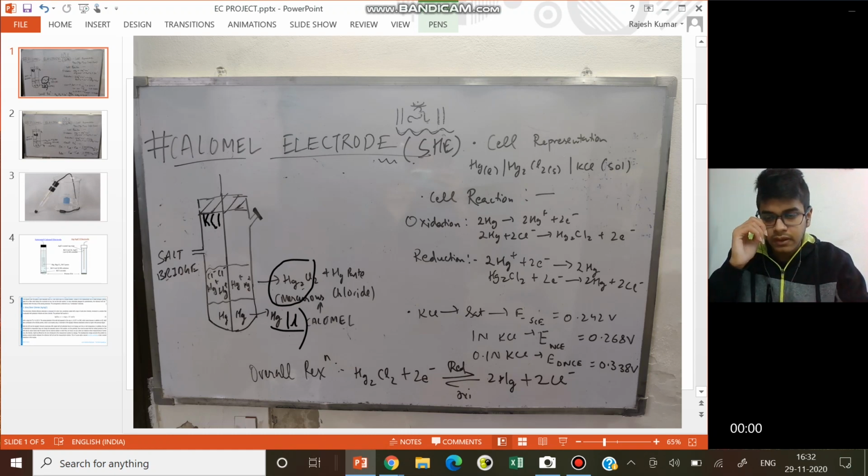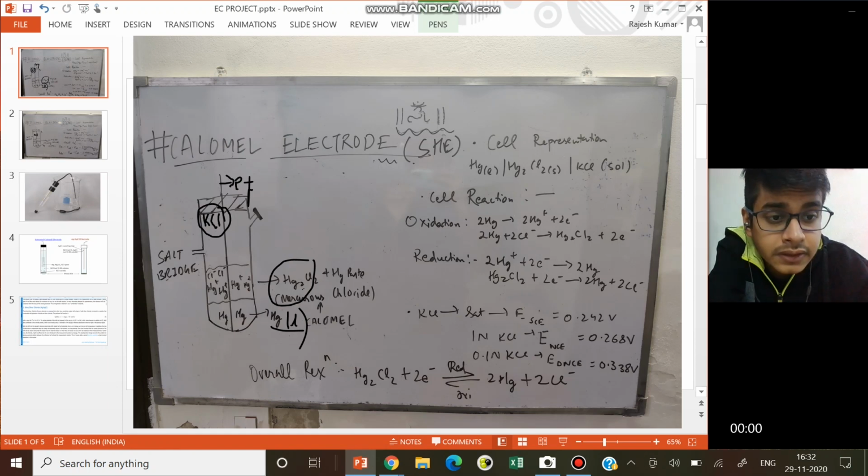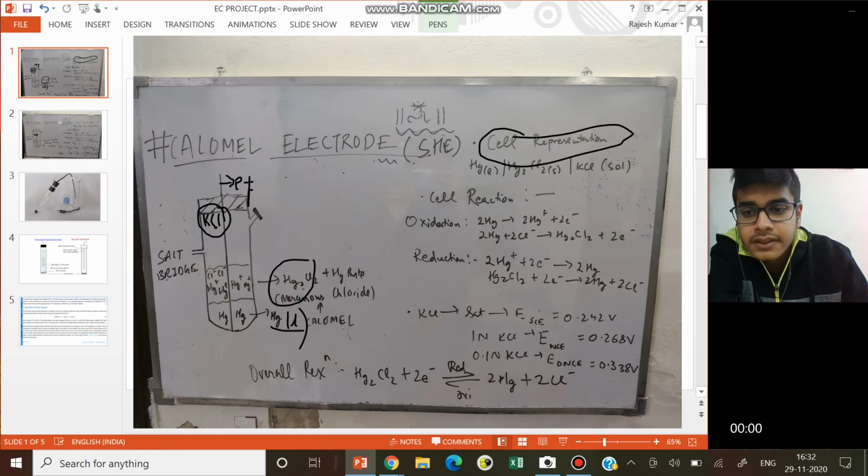So let's move forward. Here it is KCl. KCl acts as a salt bridge. It can give Cl minus to the solution. And this is the platinum wire, which is used because it is inert. It does not react with the solution and does not interfere with the reaction. The cell representation is pretty simple: Hg connected with Hg2Cl2, connected with KCl. So now let's connect this.